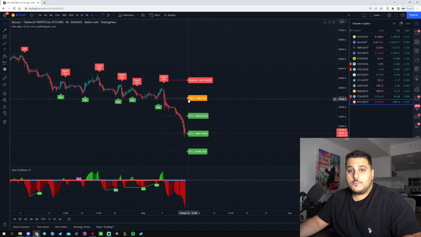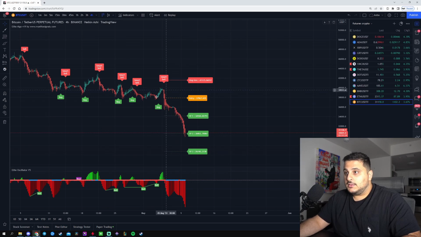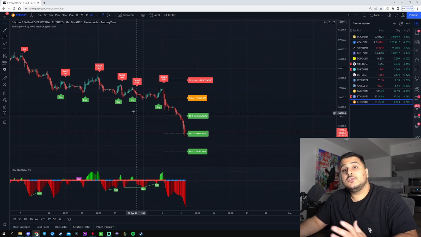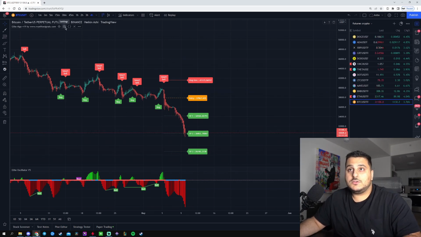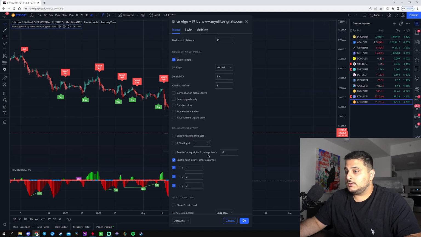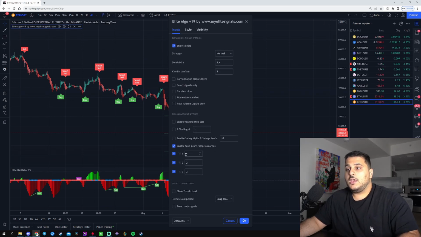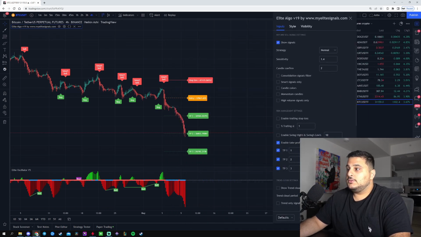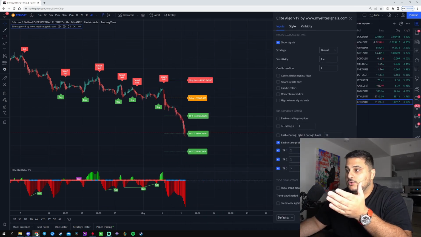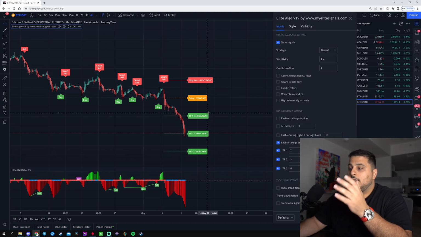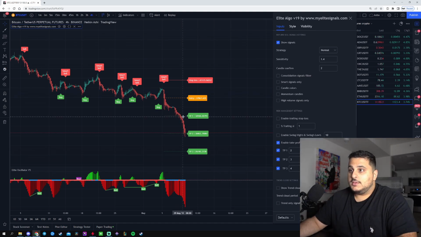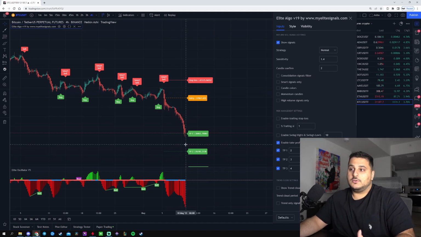Now what you can do, if you like to customize this setting here and you like having bigger take profits, is you can simply just go over here to where the settings area is, and you can just increase these numbers. So your first take profit, you can increase it to a 2-to-1 reward ratio or a 3 or 4. And now you can see here that these take profit zones will move down and you have bigger take profit zone levels. It's completely up to you and how you like trading it.